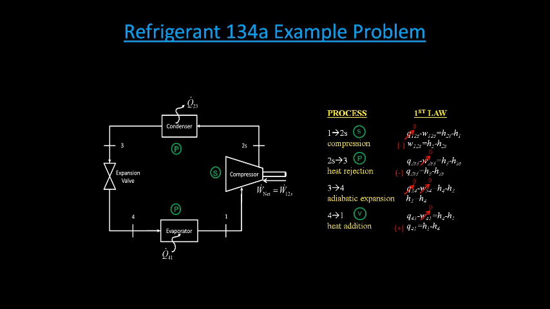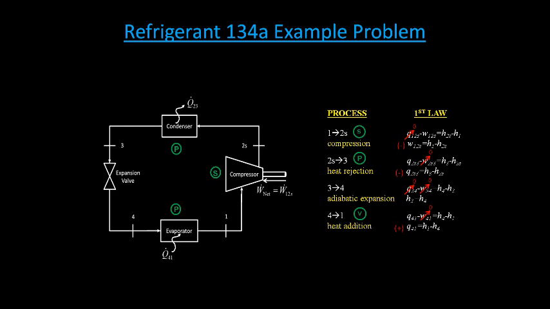We know from the first law analysis that the work required to run the compressor is the change in enthalpy from state 1 to state 2. We then know that our heat rejection is our change in enthalpy from state 3 to state 2s. Our adiabatic expansion tells us that our enthalpy at 3 is equal to the enthalpy at 4, and then our heat addition to the system is simply the enthalpy at 1 minus the enthalpy at 4. So everything we're looking for is a function of enthalpy.